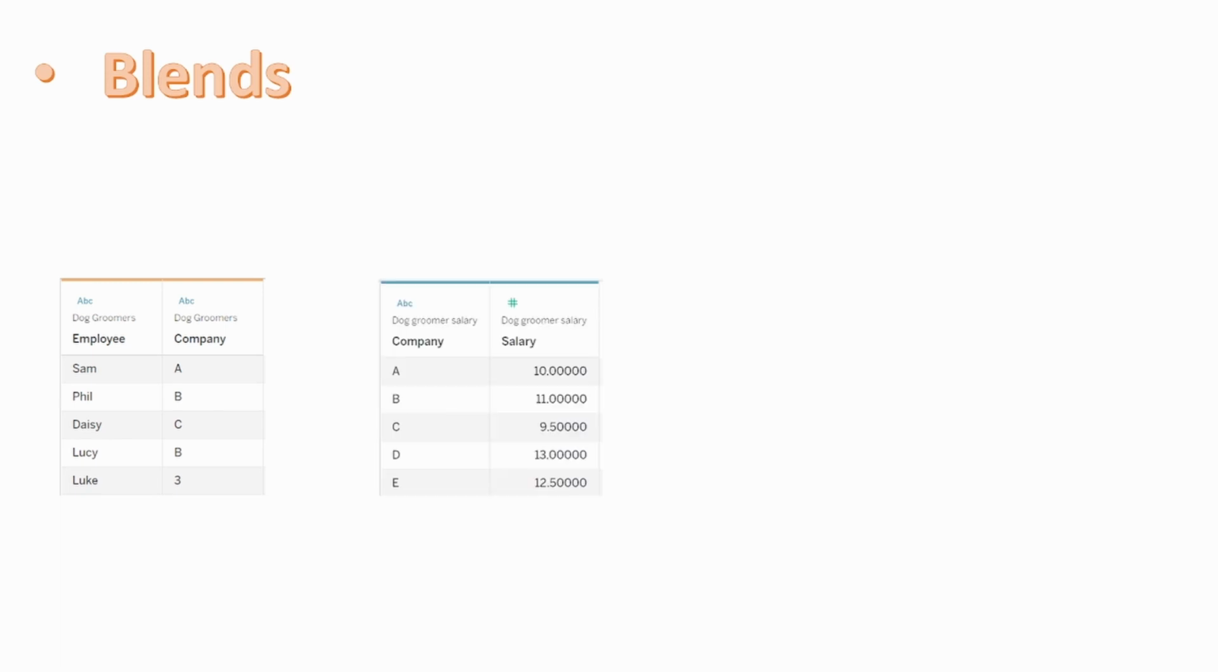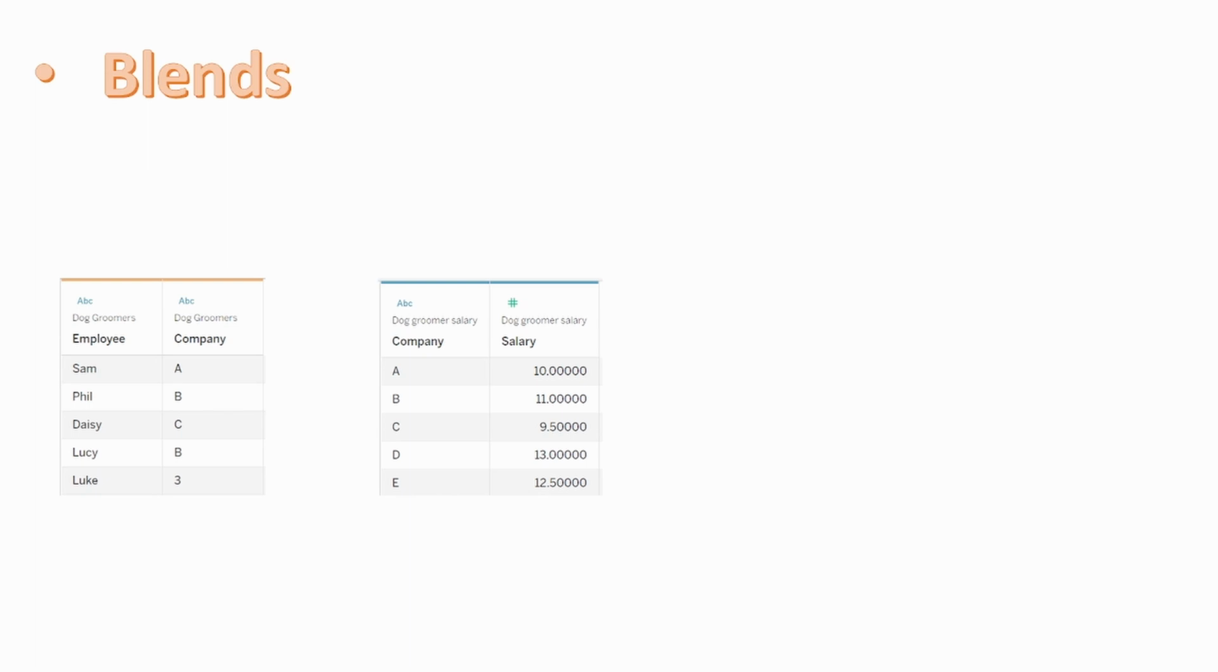Blends basically only happen on a sheet level. Before we go into Tableau to see an example of this, I'm just going to go over two tables that we're going to bring into Tableau to do some blends on. For the first one, we have the dog groomers table, which is just two columns, one with employee and which company they work for. And we'll bring in another table that shows only the companies and how much the companies pay per hour to be a dog groomer, for example.